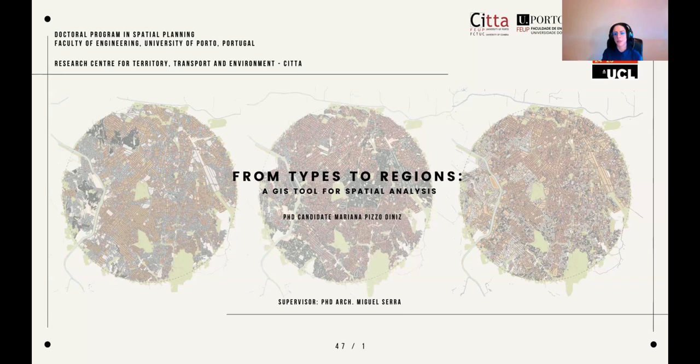And with that in mind, if we look at the concept of morphological regions within the Conzenian School of Urban Morphology, we'll find a hierarchical approach to urban form classification and the combination of individual types to form regions of morphological types. And here we connect with the title of our presentation, From Types to Regions, a GIS tool for spatial analysis. So individual types combine to form regions of homogeneous types. And as Kim mentioned, this work is supervised by Miguel Serra.